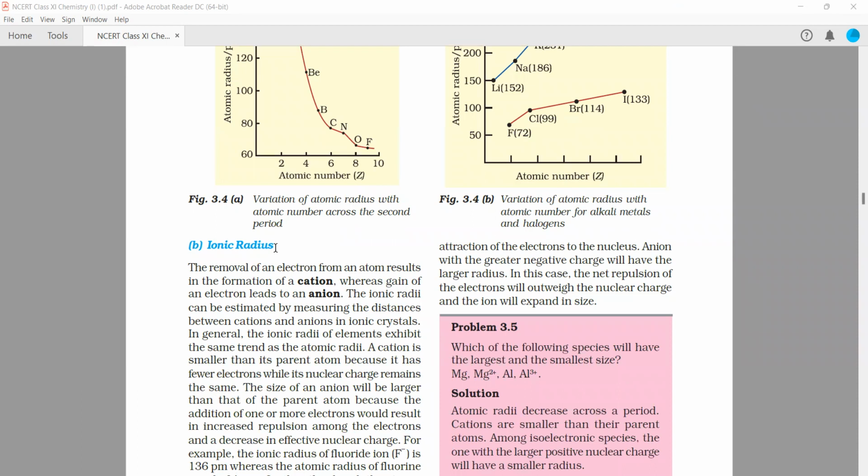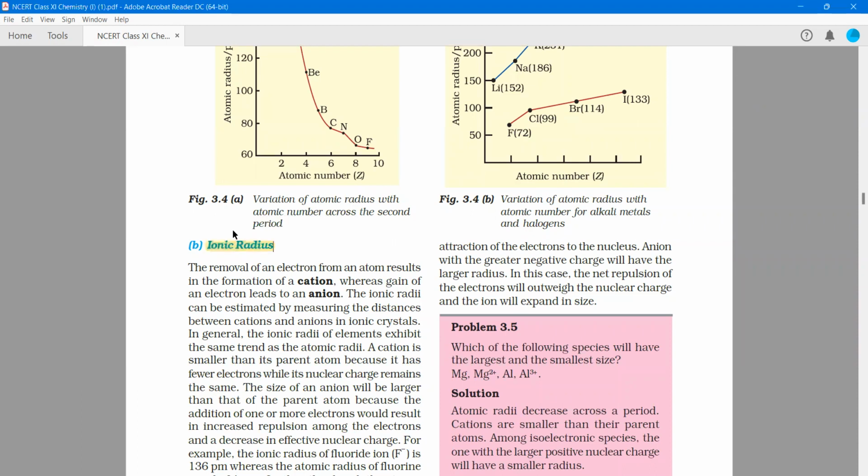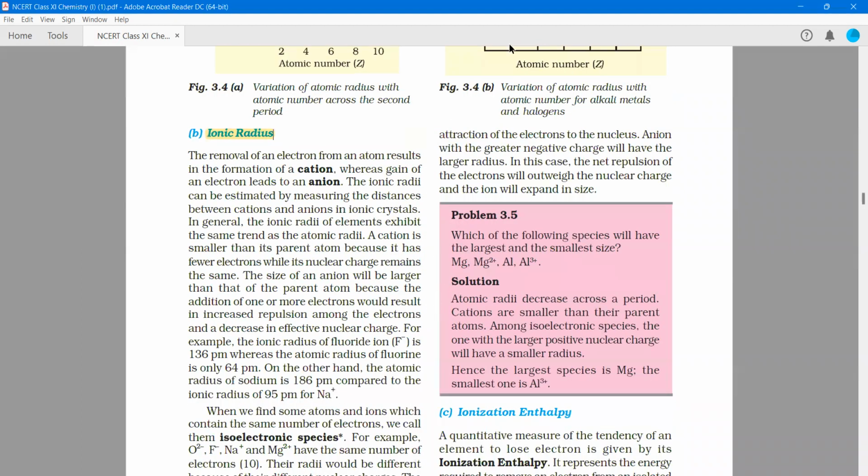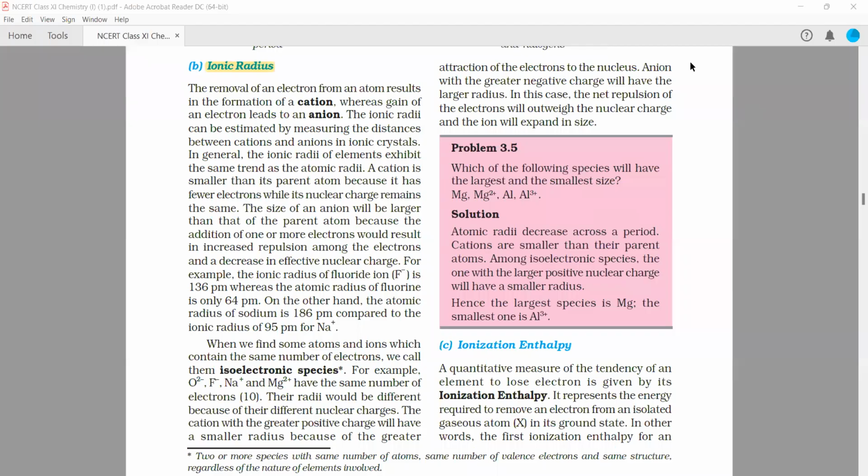So let us talk about the ionic radius. We already talked about the atomic radius, and now we are going to talk about the ionic radius. What do you understand by this term ionic radius? Here we are going to talk about the radius of a cation or anion. If you have a cation, then what would you expect your radius will be compared to your parent atom? Obviously in a cation, you lose an electron to form the cation, right?